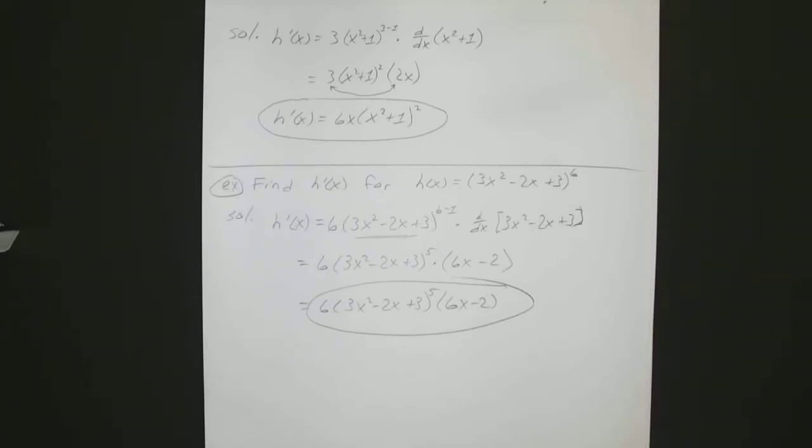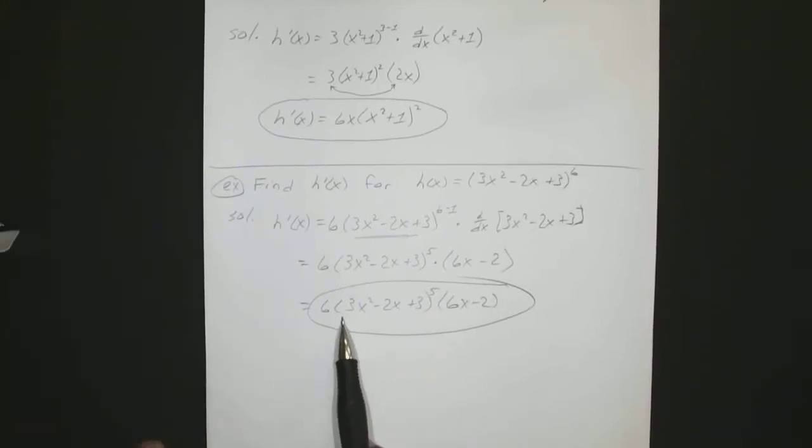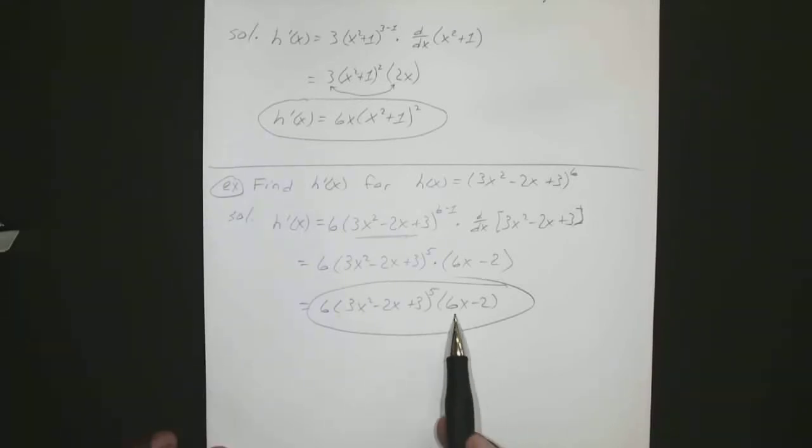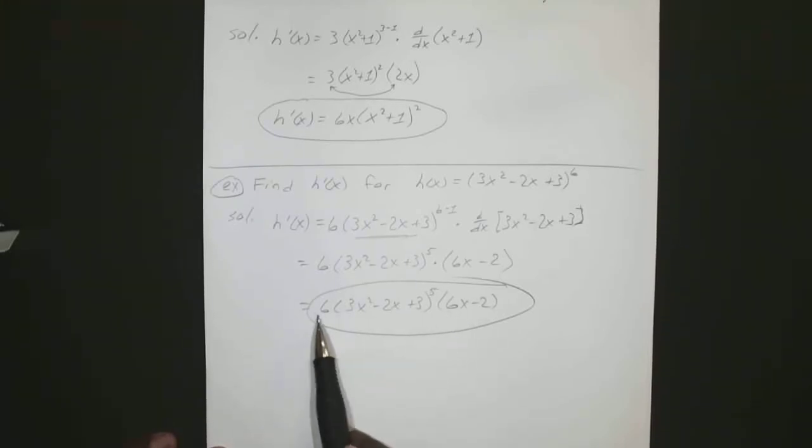Wouldn't you have to distribute the exponent first if you felt you needed to? Oh, if you wanted to solve this one, yeah, you'd have to multiply that to itself 5 times, and that's a whole lot of work. Yep, you don't have to do that. Or if you wanted to, you could factor a 2 out of there and have that as 12 times that times x minus 1, and so many different ways to write it.